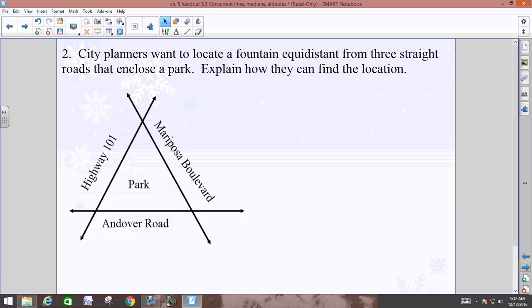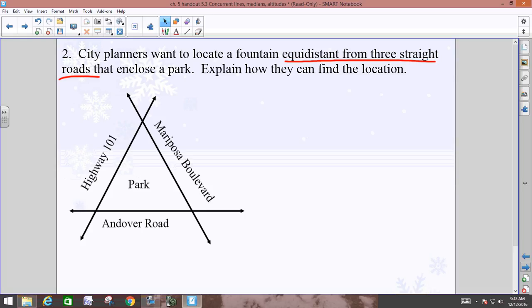Number 2. City planners want to locate a fountain that is equidistant from 3 straight roads that enclose a park. Explain how they can do this. So I have 3 roads here, Andover, Mariposa, and Highway 101 that create a park. What's the shape of my park? The triangle. Okay. I want to put a fountain inside of the triangle in the park so that it's equidistant from each side of the park or each road.